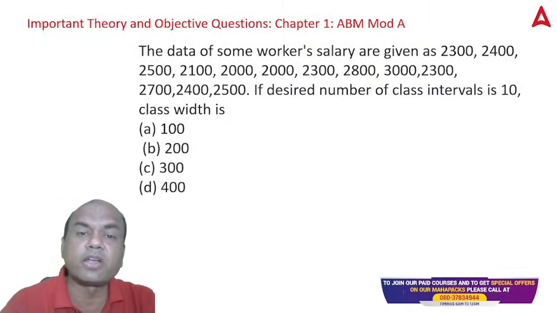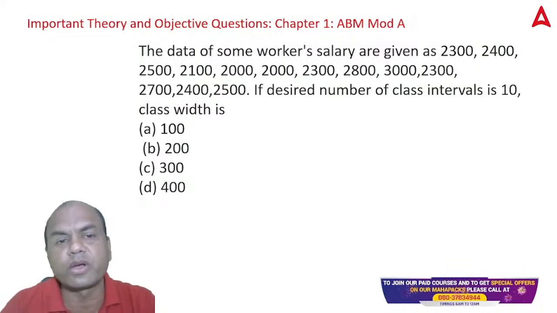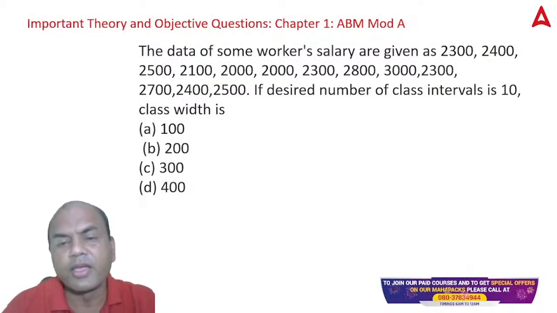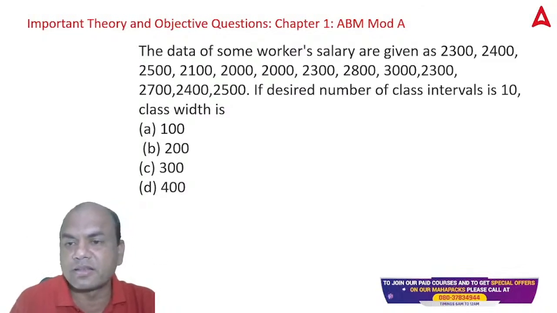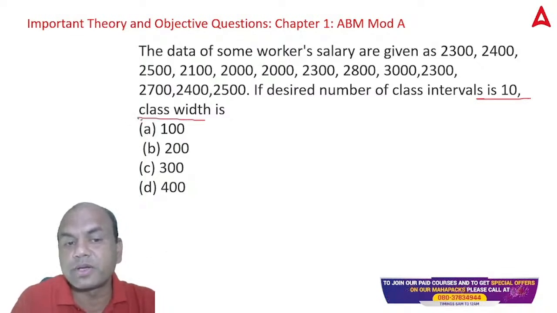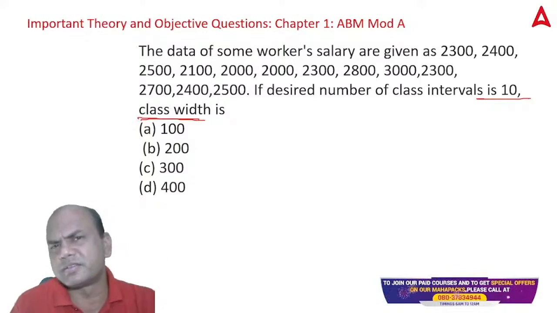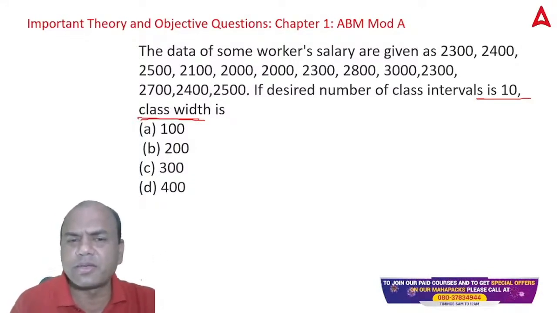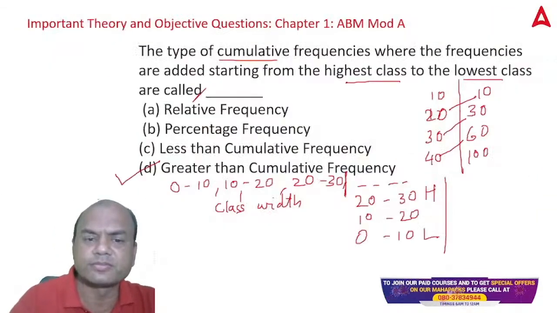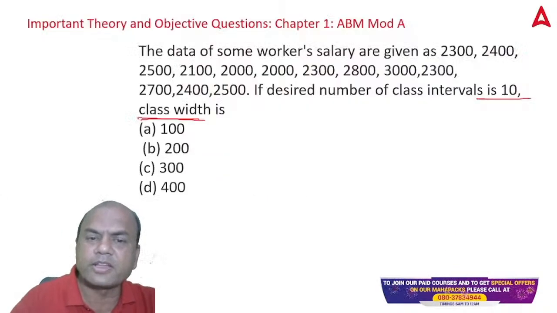The data of some workers' salary are given as this: 2300, 2400, 2500. You can read this data. If the desired number of class intervals is 10, then the class width is. Now, how to find out the class width? Firstly, remember what is the class width? Class width means, for example, 0 to 10, 10 to 20, 20 to 30, same thing. So same class width you have to find it over here.